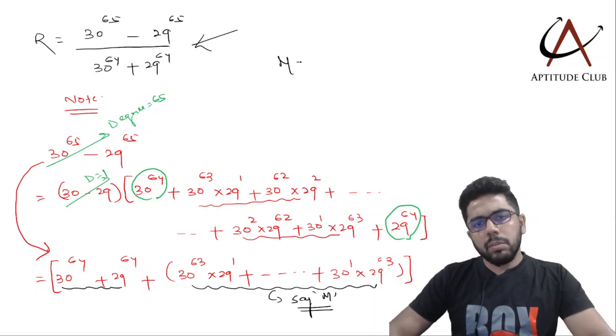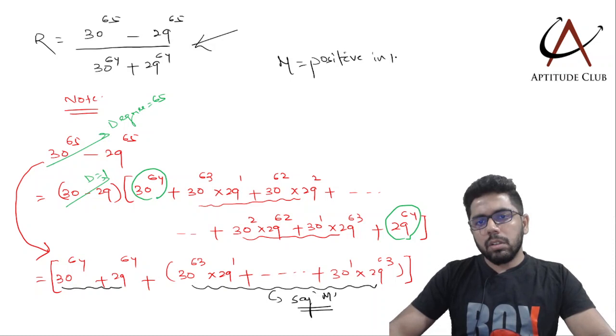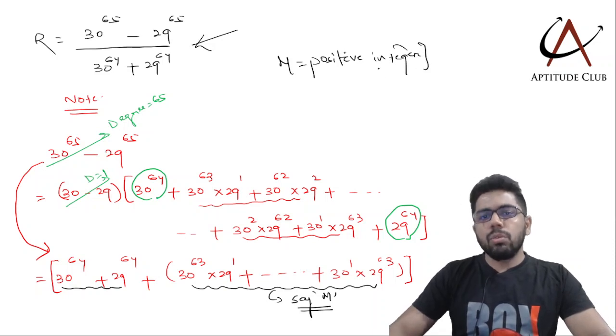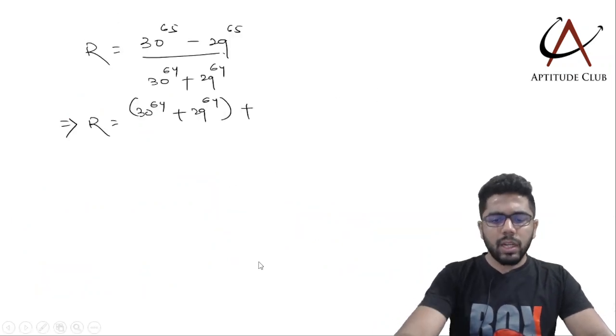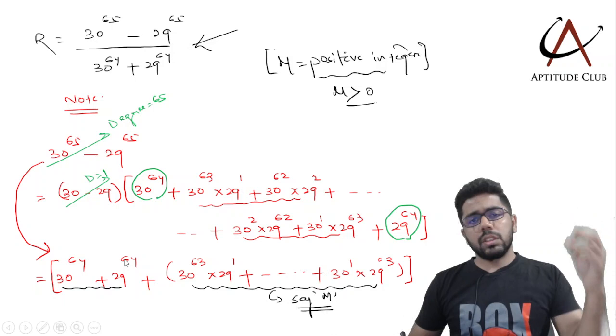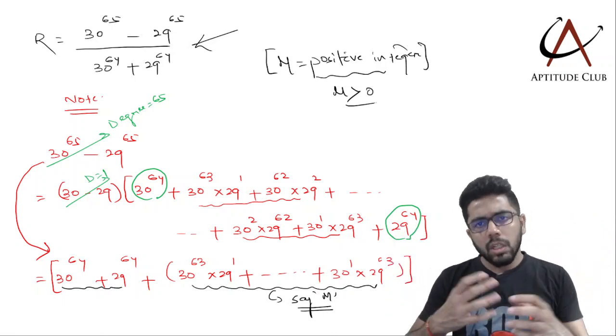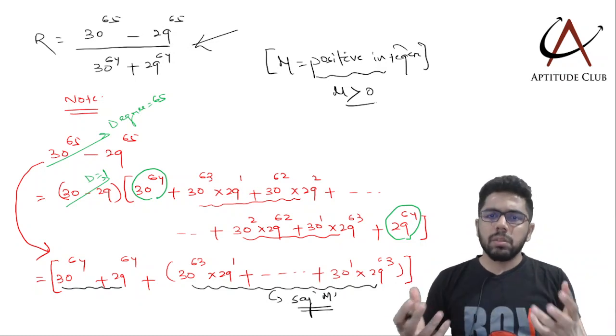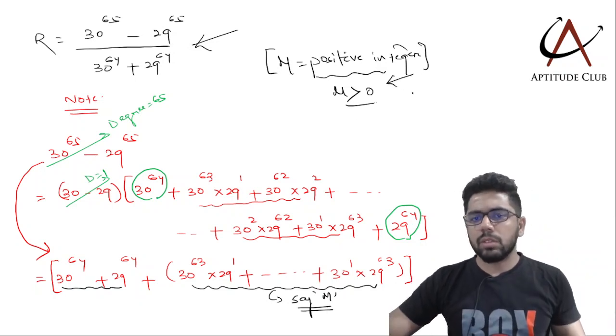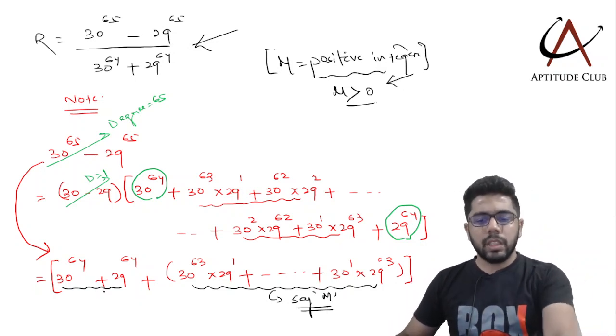Can I say m will be a positive integer? It will be a very big number, but definitely it is positive. There is no reason for m to be negative. Can I say that m is definitely greater than 0? Look at what you are multiplying: 30 to the power 63 times 29, 30 to the power 62 times 29 square, 30 to the power 61 times 29 cube, and so on. Positive numbers are multiplied and summed, so m is greater than 0. So no need to necessarily always write.